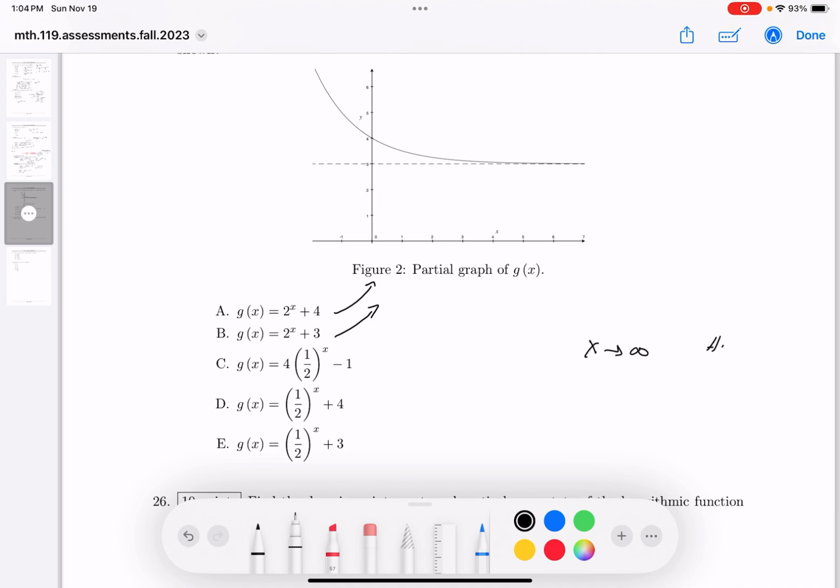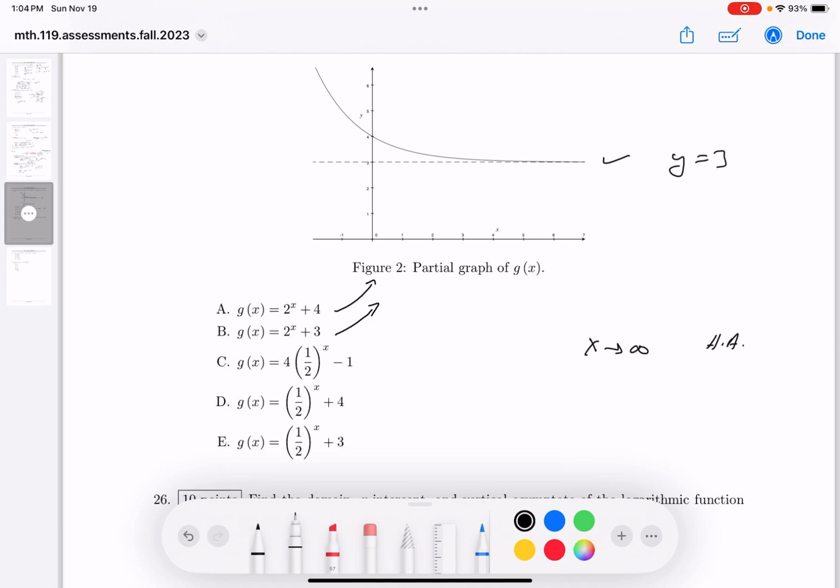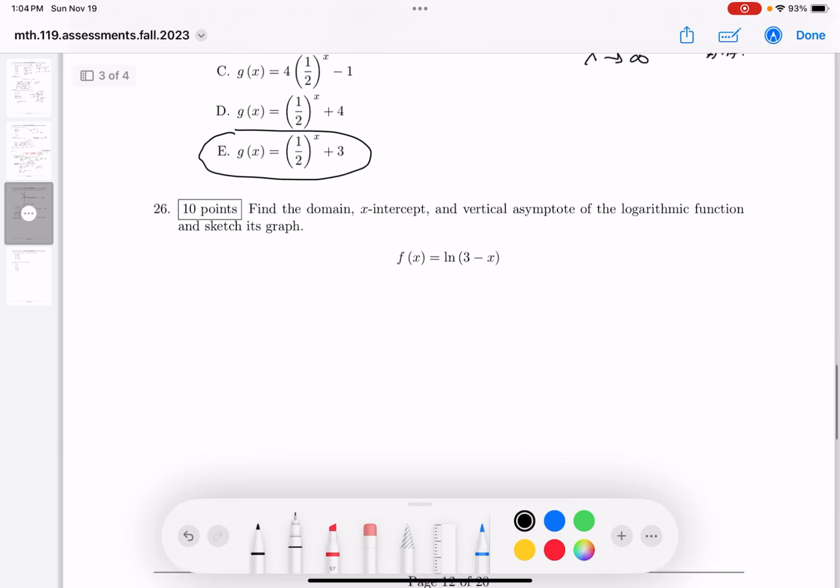you're getting what's called the horizontal asymptote. And I definitely see it. Looking at it, it looks like the number 3. So it's going to be y equals 3. Which one would produce that? Well, it looks like only E would do that. E would produce a horizontal asymptote of 3. So I'll go with E. Let's go to the next question.